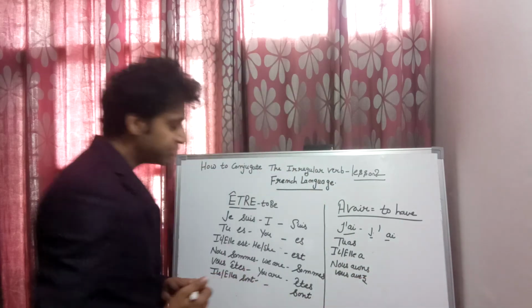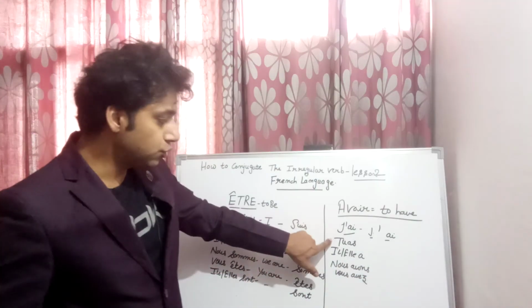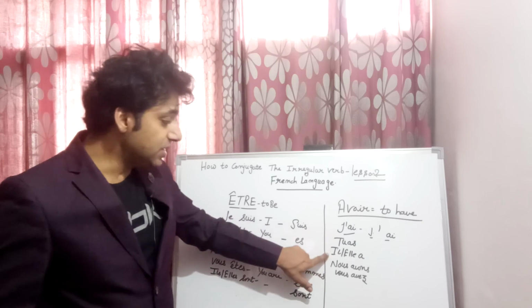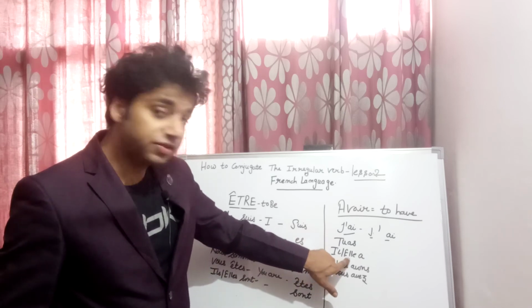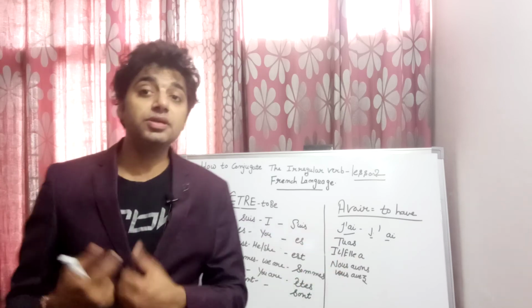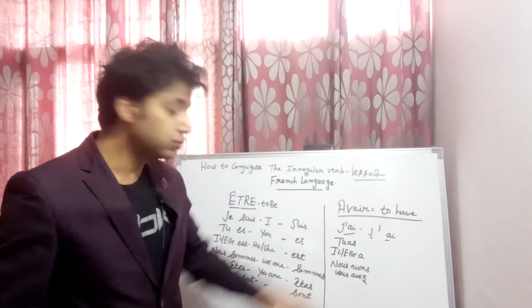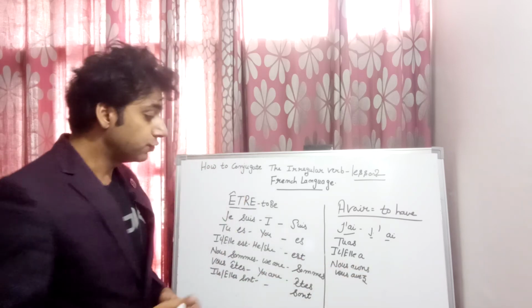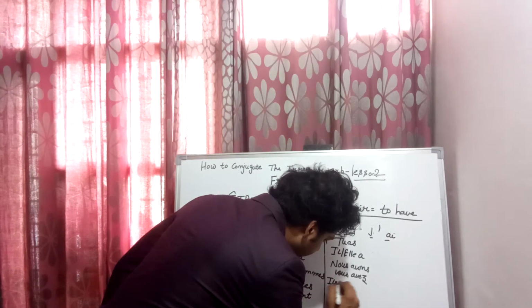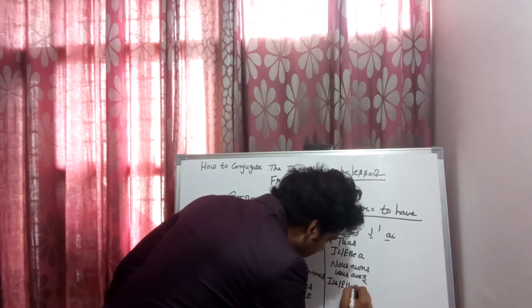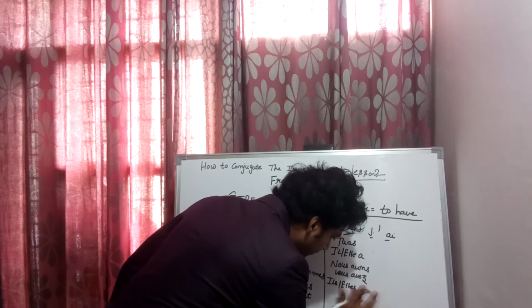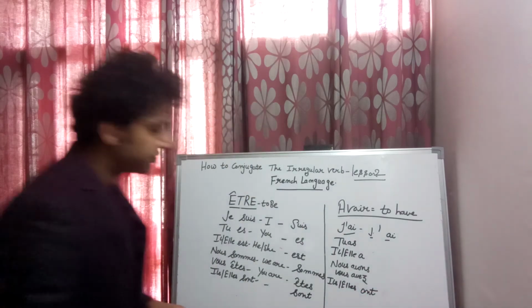So basically, j'ai is to I have. Tu as is to you have. Il, elle a. Il is he. Elle is she. If I'm saying she has, he has, il, elle a. Nous avons is to we have. Vous avez is to you have. And ils, elles ont. Ils, elles ont is to they have.